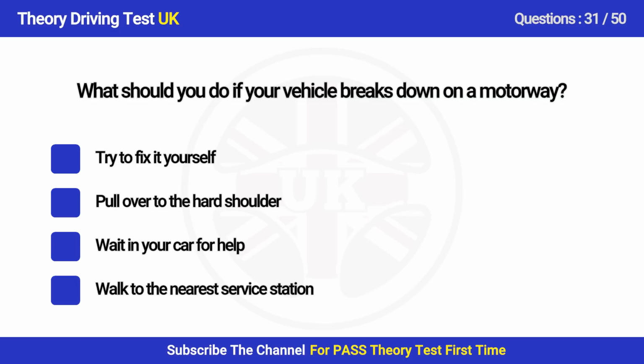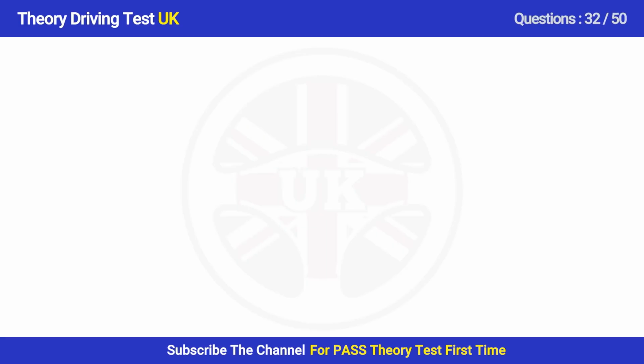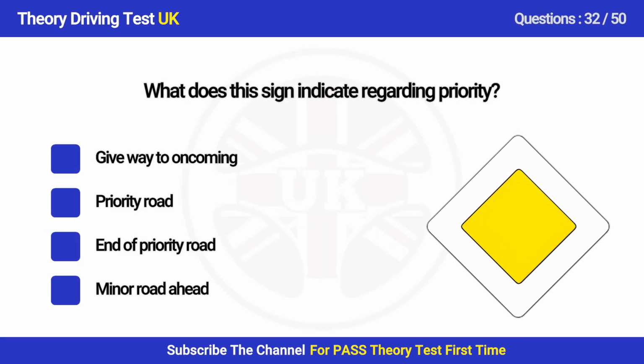A. Try to fix it yourself. B. Pull over to the hard shoulder. C. Wait in your car for help. D. Walk to the nearest service station. Answer is B. Pull over to the hard shoulder. If your vehicle breaks down on a motorway, you should pull over to the hard shoulder if available, switch on hazard lights, and exit the vehicle on the left side. Then use an emergency phone. Question 32. What does this sign indicate regarding priority?